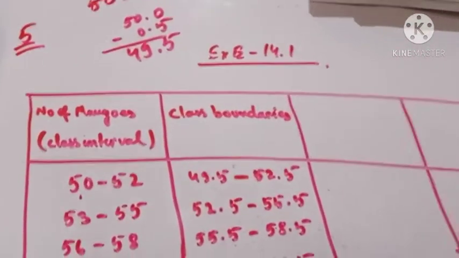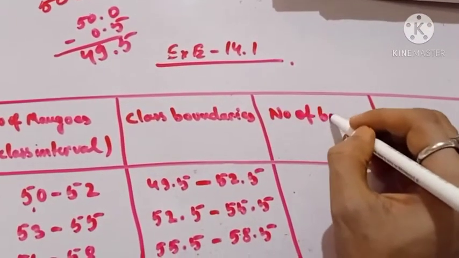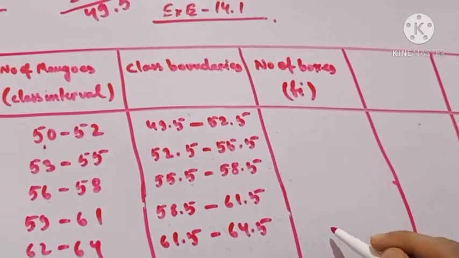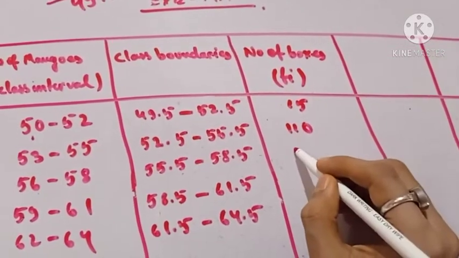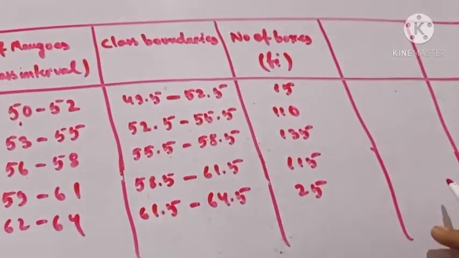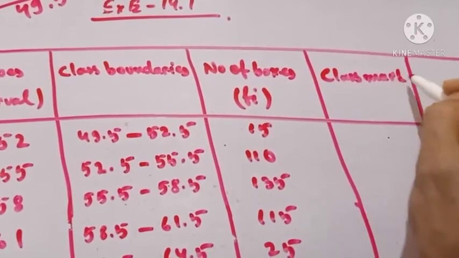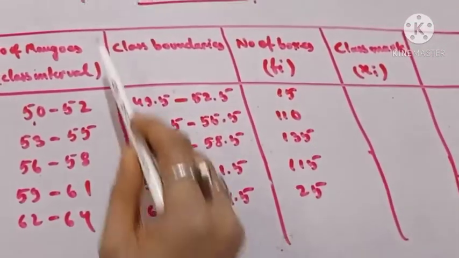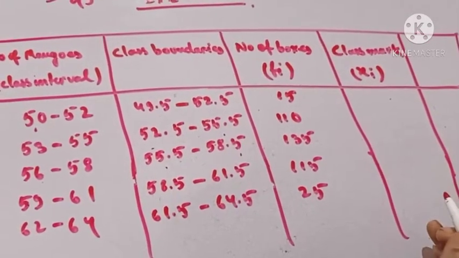Now I will write the number of boxes, fi. It is given as 15, 110, 135, 115 and 25. Next I will write the class mark, xi. This class mark I will calculate on the class boundaries.